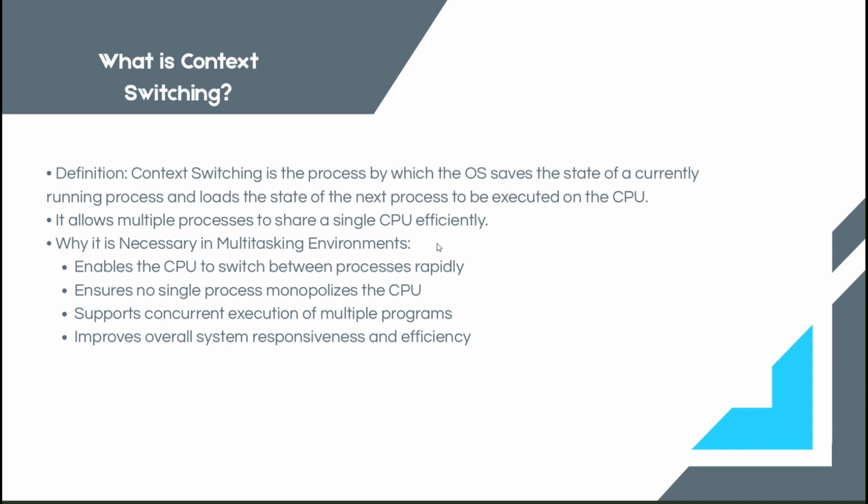Now let's understand the meaning of the word context. The context of a process means all the information required to resume the process later from exactly the same point. This includes the values of CPU registers, the program counter, the stack pointer, process state, and other execution details. Suppose you are typing an assignment in Microsoft Word, suddenly you switch to Google Chrome.